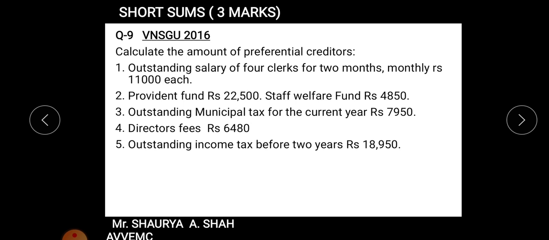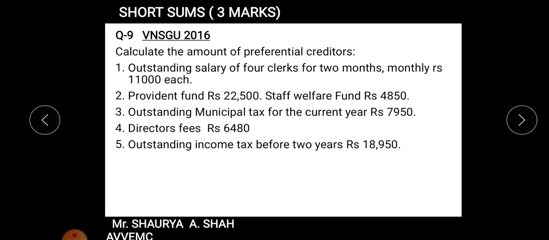Outstanding municipal tax for the current year. I told you in the previous year, the last 12 months, you need to consider it. So what will be the answer? We'll be saying director's fees, okay, and outstanding income tax before 2 years. It is 2 years back, students. So this will definitely not be there.